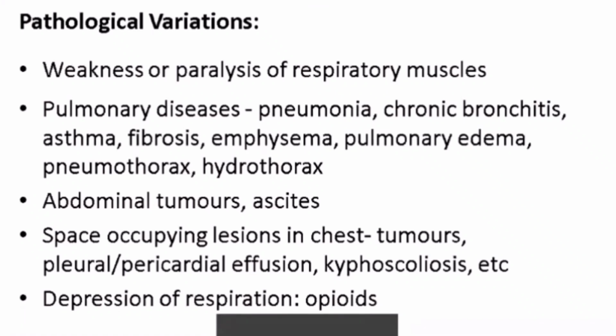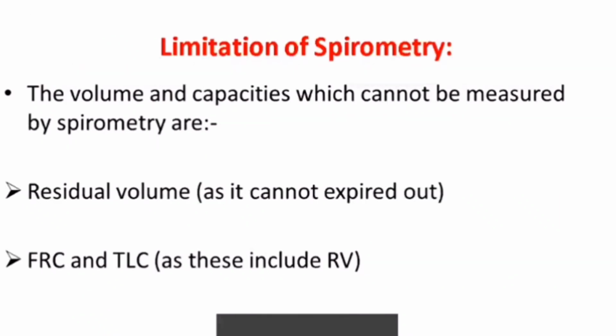What is the limitation of spirometry? As I told you, the limitation of spirometry is that you can't record residual volume because it cannot be expired out. If you don't get residual volume, you don't get functional residual capacity, and you don't get total lung capacity. So these three things you can't determine with the help of spirometry.